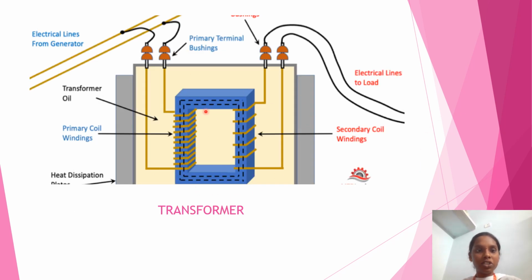This is the transformer picture. These are the electrical lines coming into the transformer. This is the outgoing line to the load. On the primary side, this is the primary winding. On the secondary side, this represents the secondary winding. Next, this is the transformer oil inside the transformer. These are the bushings. This is the practical transformer picture.